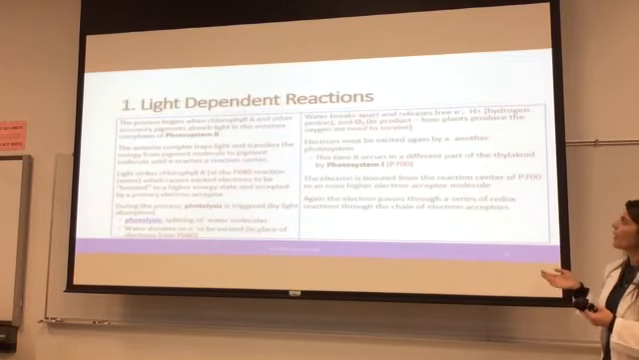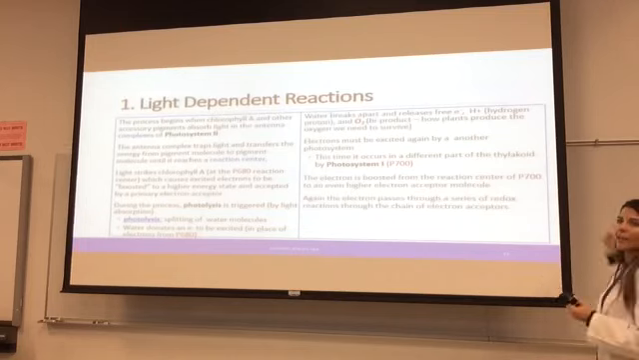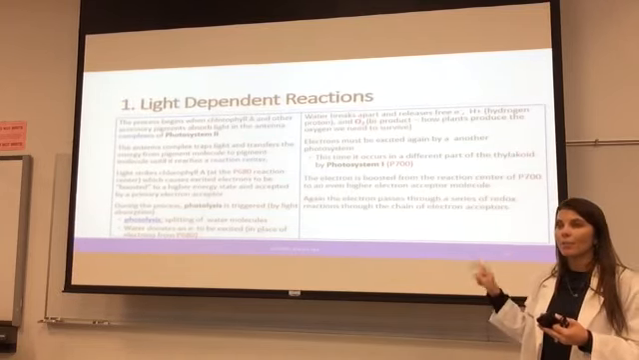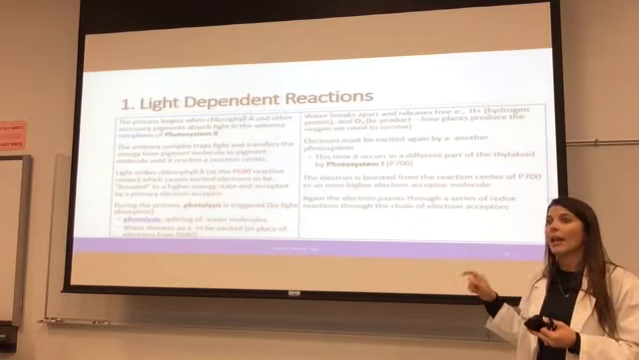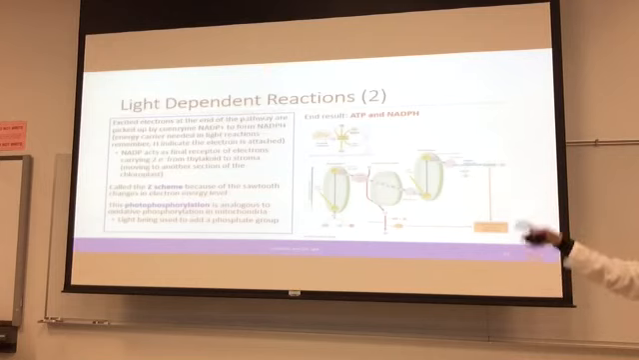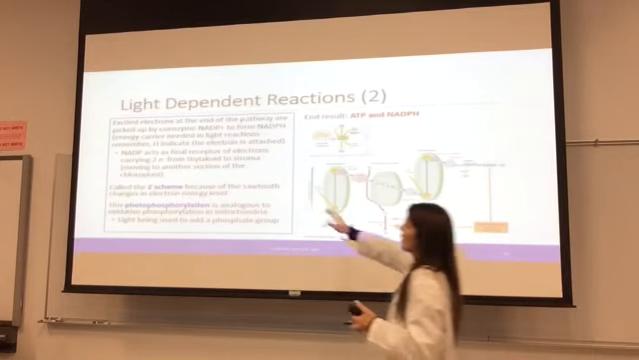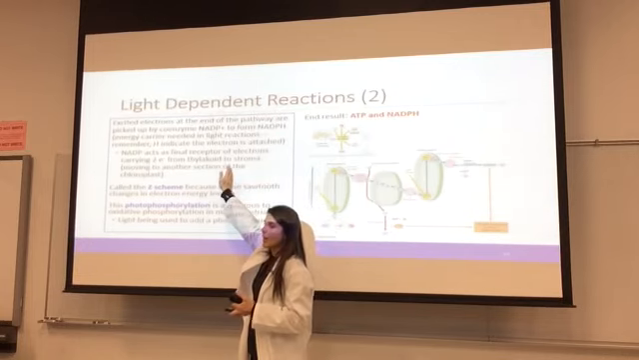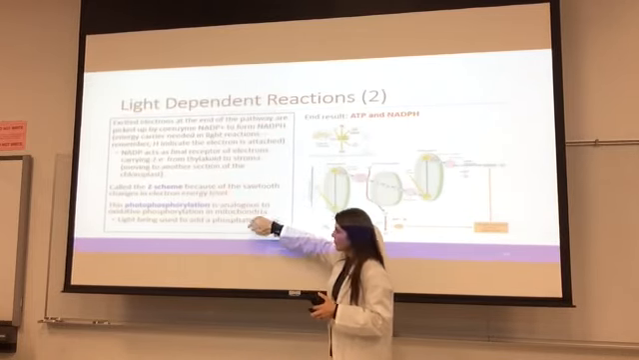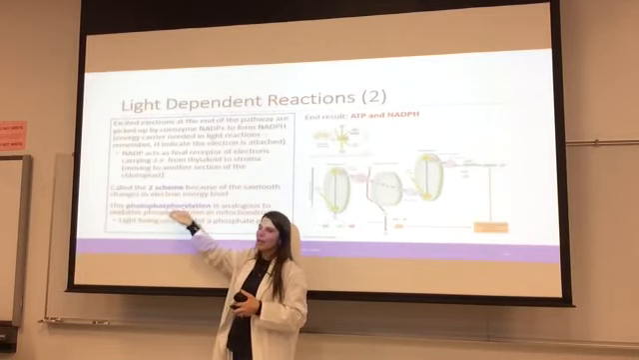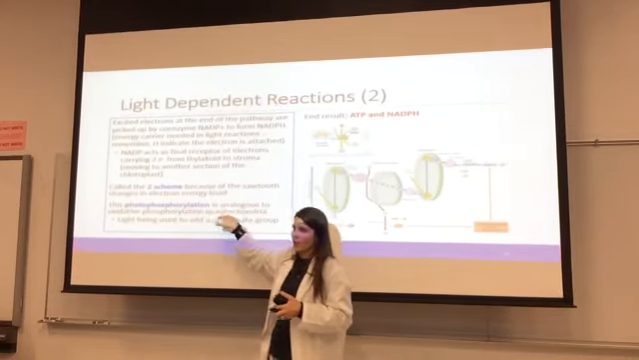And when that photon of light hits, it immediately reduces NADP into NADPH, and it helps to phosphorylate ADP into ATP, and that's where this continues. So this is telling you the NADP adds those electrons and becomes NADPH. And the process of taking ADP and turning it into ATP is photophosphorylation.